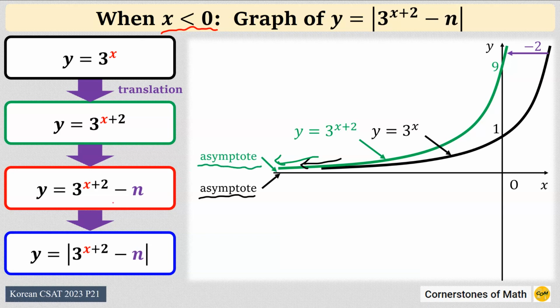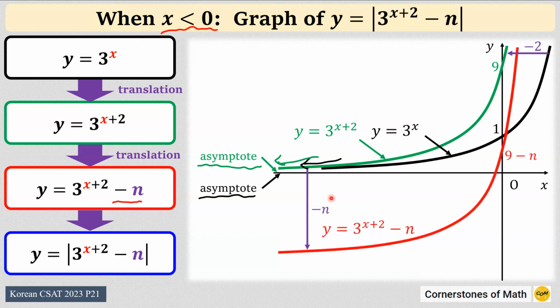Next, let us subtract n from this graph. This is the translation along the y direction. More specifically, this means the translation of negative n units along the y direction. Therefore, we obtain this graph.